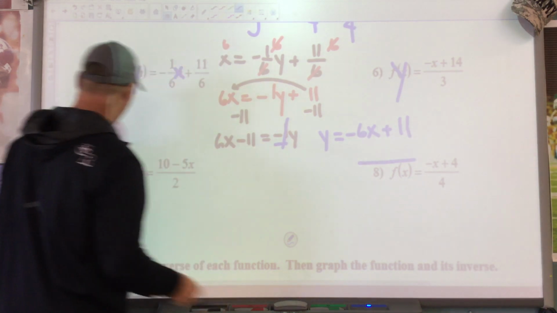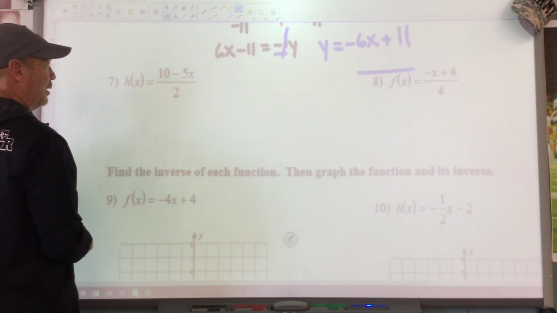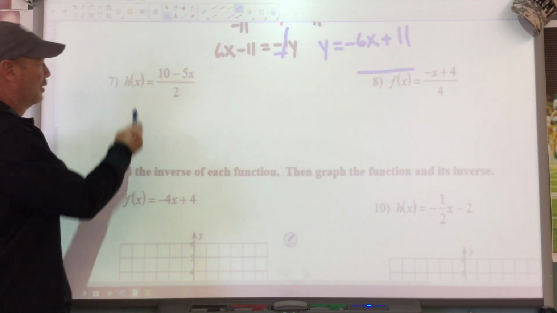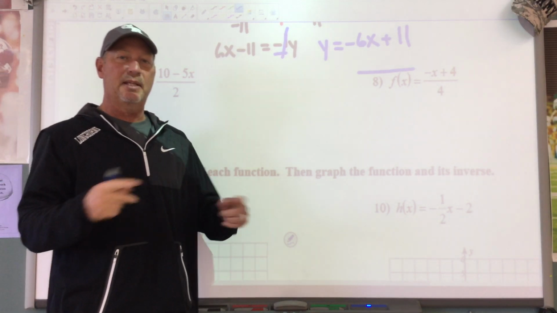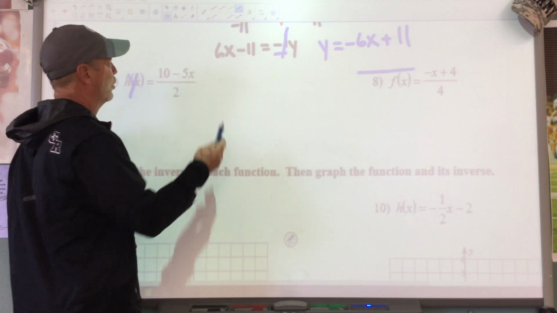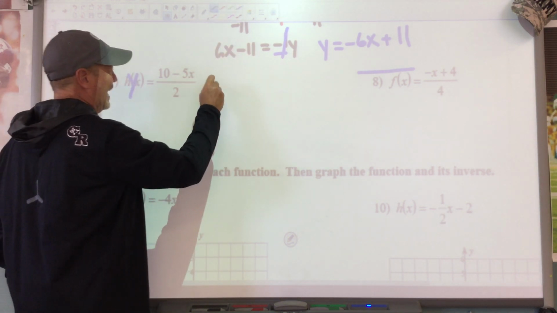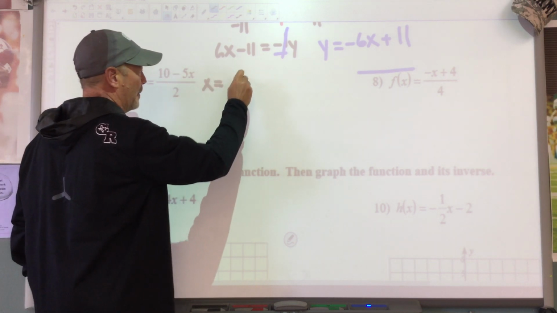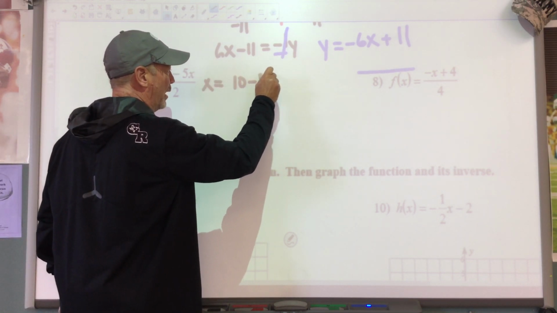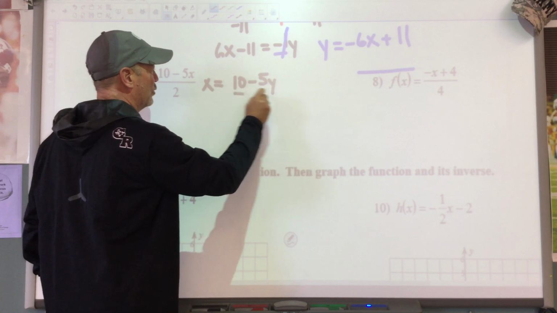Give myself some room. Here, remember this is our y, so we're going to switch places with the x and the y. We're going to write this as x equals 10 minus 5y over 2.